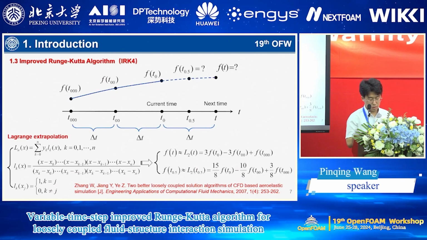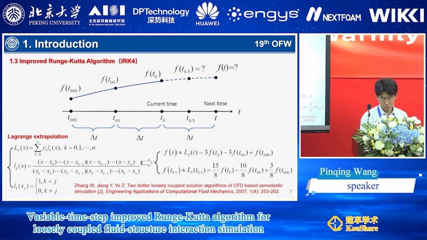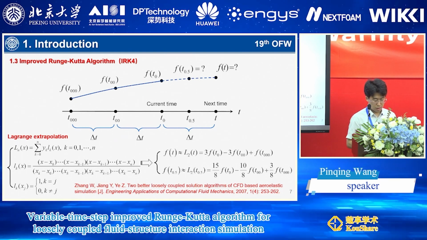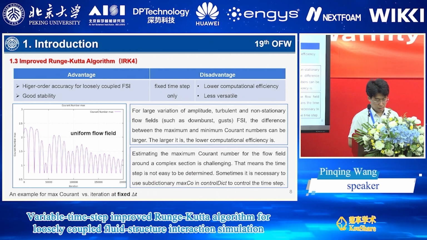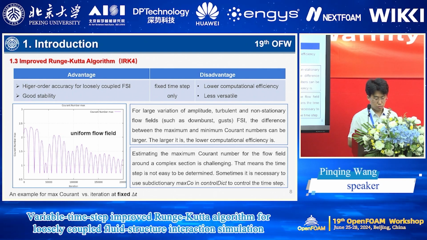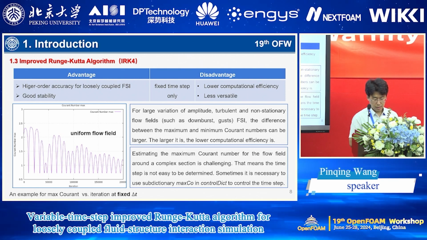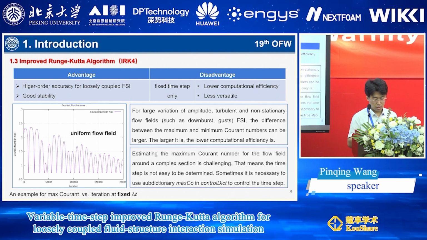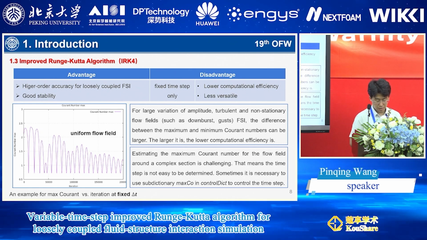Zhang Weiwei proposed an improved Runge Kutta algorithm. We call it IRK. They solve the unknown aerodynamic force by using an equal-step Lagrange extrapolation. Well, the advantages of the IRK are higher order accuracy for the loosely coupled FSI simulation, and good numerical stability. At the same time, it has some shortcomings. It can only use a fixed time step. This results in a lower computational efficiency.